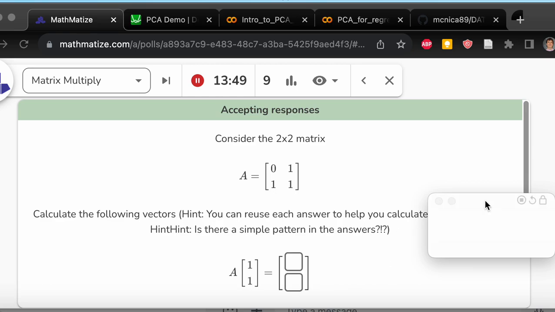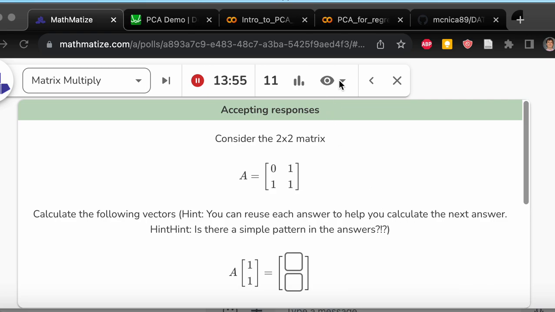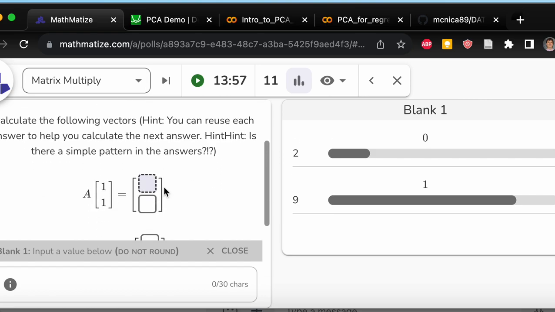Okay, let's take a look and see what people said. Reveal counts. 2 people said 0. 9 people said 1 in the top entry.